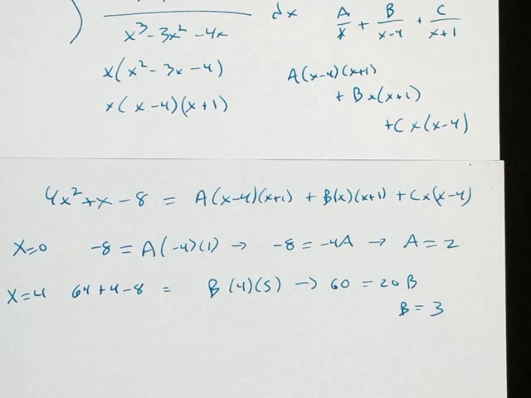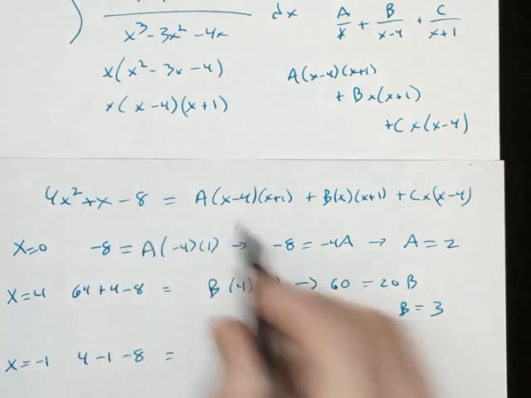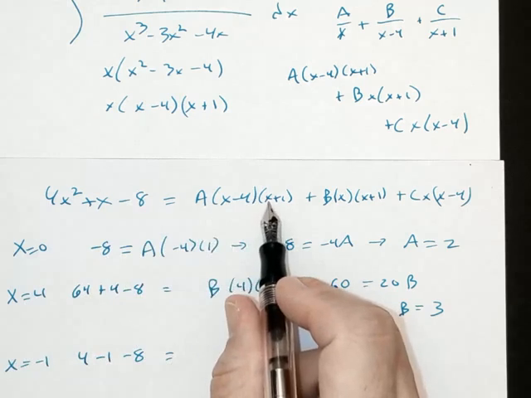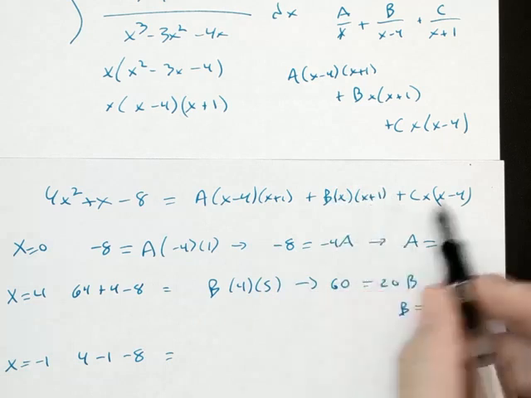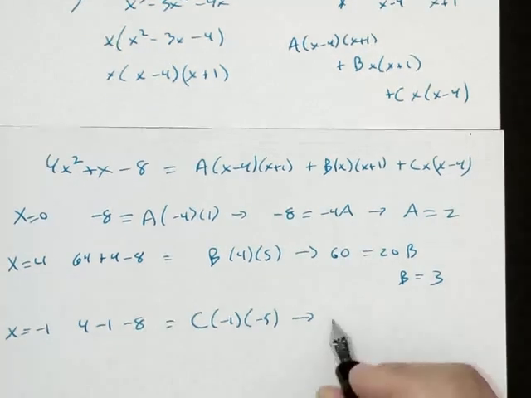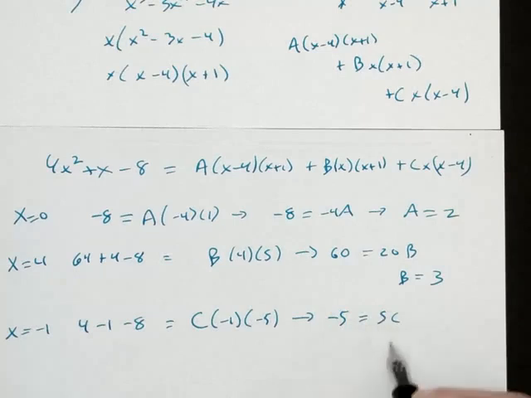When you put in -1, 4 times 1 plus -1 plus -8. This piece becomes 0, because when I put -1 in here, I get a 0. This piece becomes 0. The only piece that doesn't is this one. The left side is -5. The right side is 5c. C equals -1.